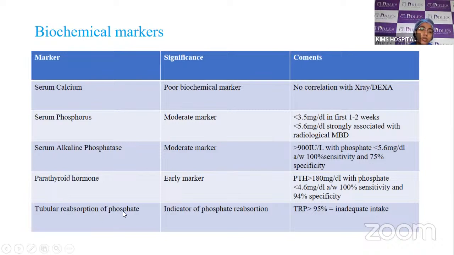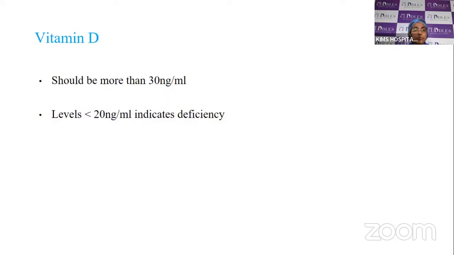Tubular reabsorption of phosphate, also known as TRP, is an indicator of phosphate reabsorption. If tubular reabsorption of phosphorus is more than 95%, it indicates that we are giving too little phosphorus for the baby. Normally, it is 75 to 80%.